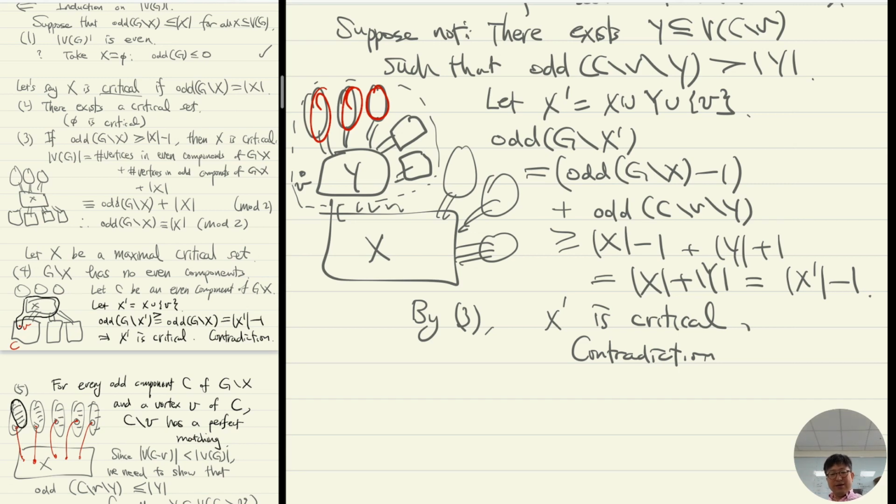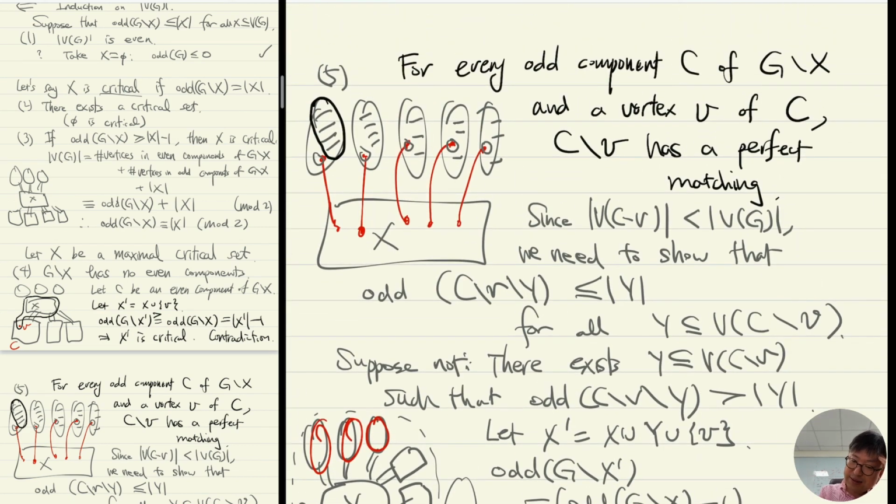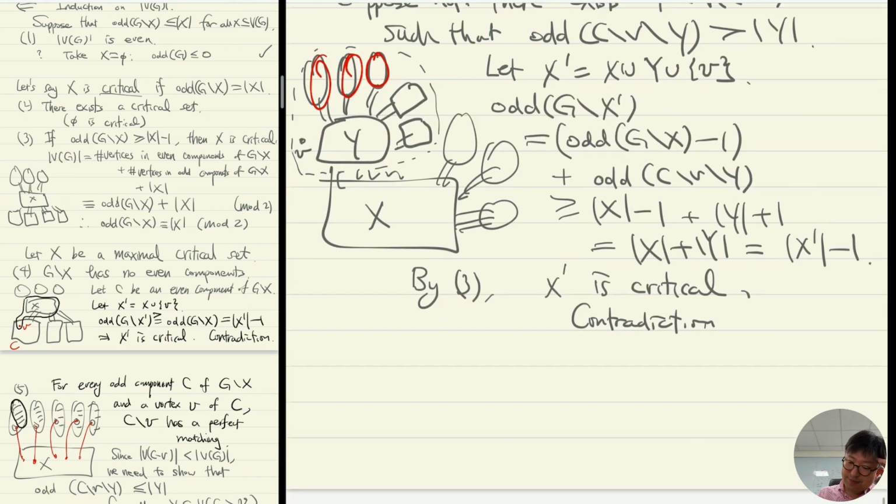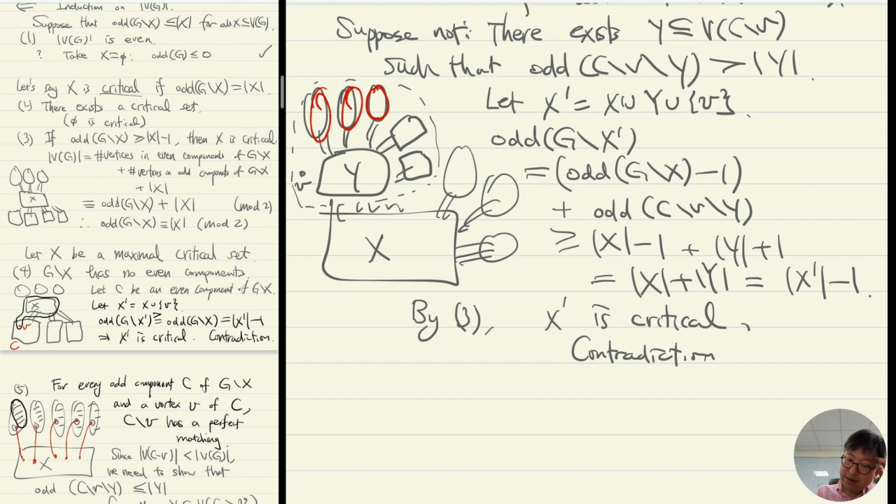Okay? So we have seen that no matter which vertex I choose in each odd component, when I delete it, the remaining graph has a perfect matching. So what's left is to find those red edges linking the vertices in X to distinct components. So how do we write it? That's where we're going to use Hall's theorem or Tutte's theorem. Let me write the claim.